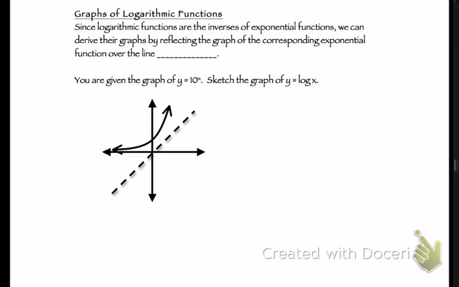Alright, on the screen, take a look. Logarithmic functions are inverses of exponential functions, right? We talked about logarithmic are inverses of exponential. We can derive their graphs by reflecting the graph of corresponding exponential functions over what line? Think, how do we graph the inverse of a function? What line does it reflect itself over? You should absolutely be saying it reflects itself over that line y equals x. There is that dotted line y equals x.